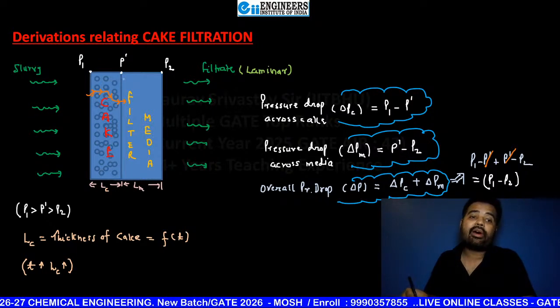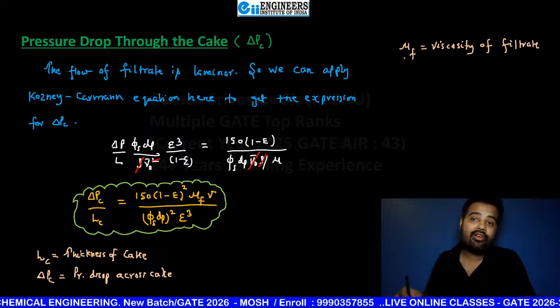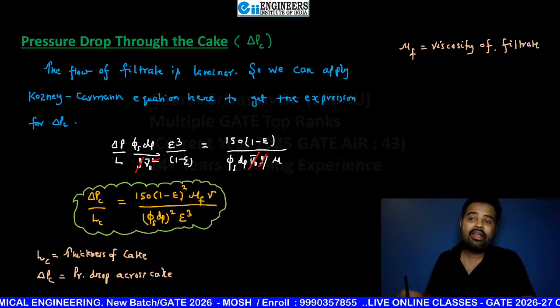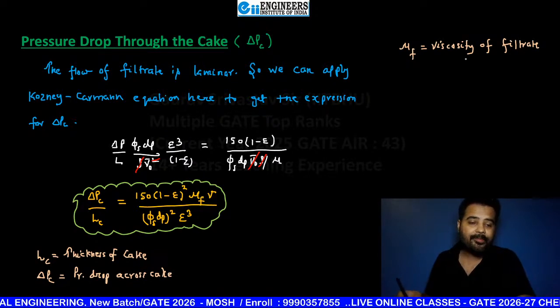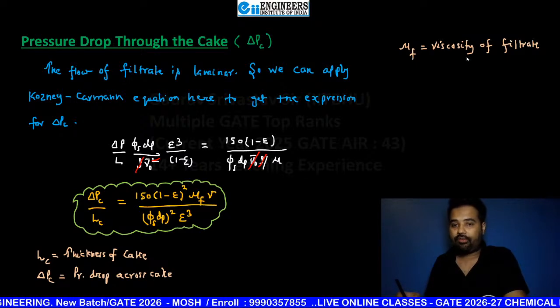जो पास कर पा रहा है वो क्या है? वो आपका केवल और केवल filtrate है. That is only and only filtrate. That's why I'm writing here mu f is equal to viscosity of filtrate. Okay, I hope that everyone is crystal clear and no doubts at all.